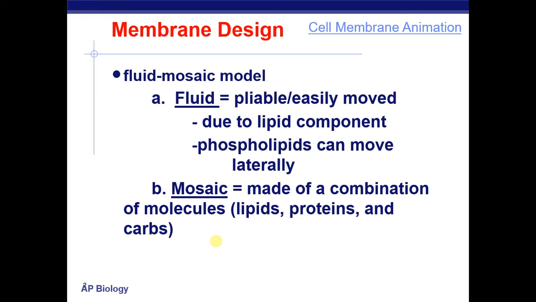So the plasma membrane is what we call a fluid mosaic. I'm gonna break that down. It's fluid because it's pliable. We can move it around easily because it has a lipid component. The phospholipids in the membrane can move laterally. But it's also a mosaic, which means it's made up of a combination of different molecules like lipids and proteins and carbohydrates. So it's a fluid mosaic model for that reason.